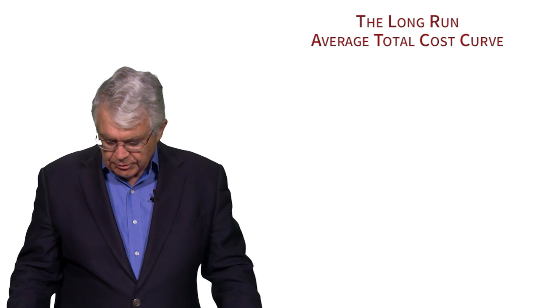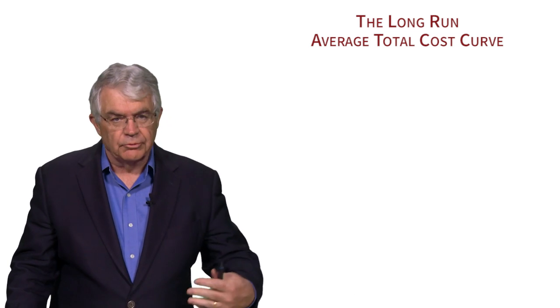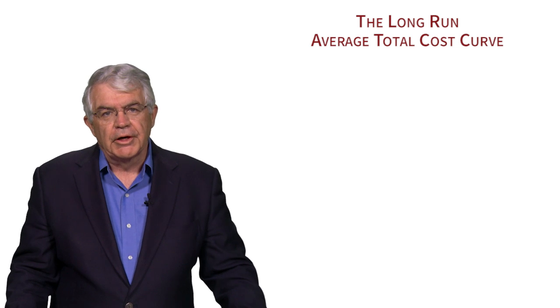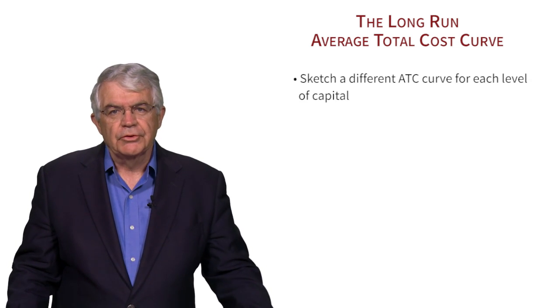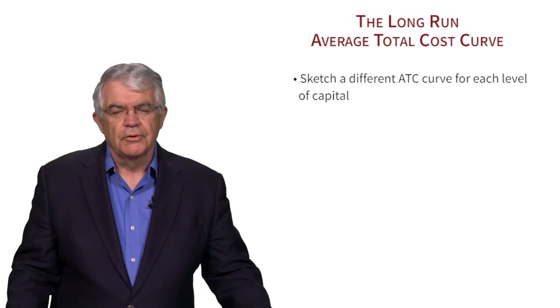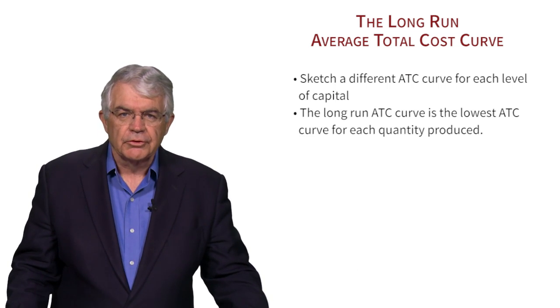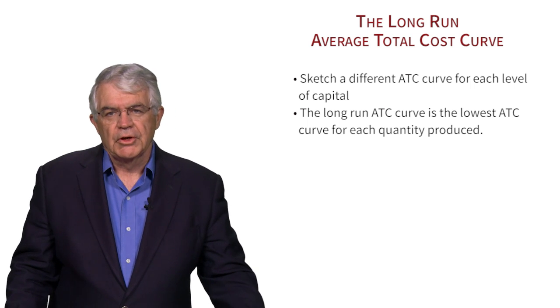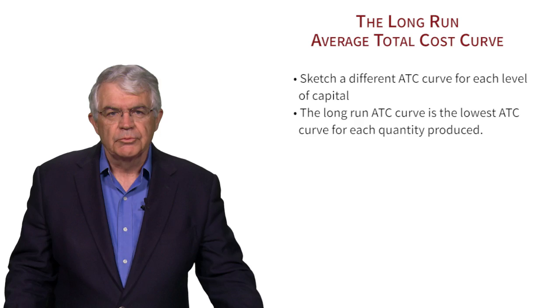Okay, so we can make this a little fancier by considering more levels of capital. And let's just do that. So just to derive formally the long-run average total cost curve, again, we want to sketch a different average total cost curve for each level of capital. We've done that so far with 2 levels of capital. And then we want to derive the long-run average total cost curve as the lowest of those average total cost curves for each quantity produced. We've done that for 2. Let's do it for some more.